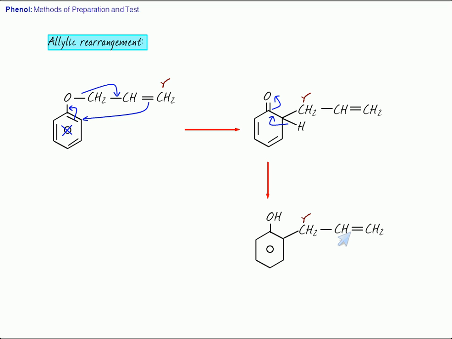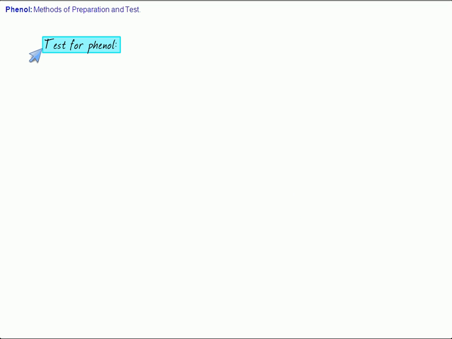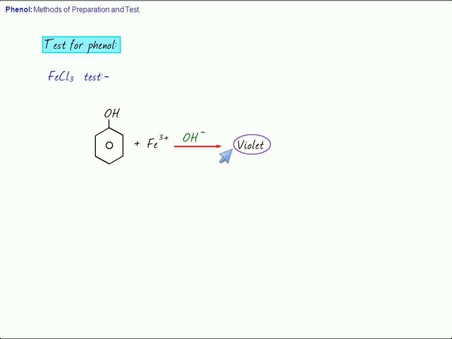Next we shall go into the properties or tests for phenol. Whenever there is a phenolic functional group, that can be identified very readily by reaction with Fe3+, that is ferric chloride. Whenever we have a phenol, if phenol in alkaline medium is treated with ferric chloride solution, that is Fe3+, a violet color is developed. The production of the violet color in the test tube indicates beyond doubt that the compound has a phenolic group.